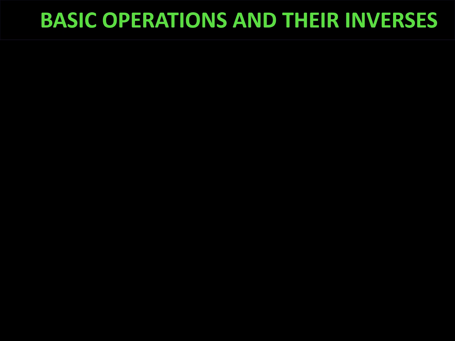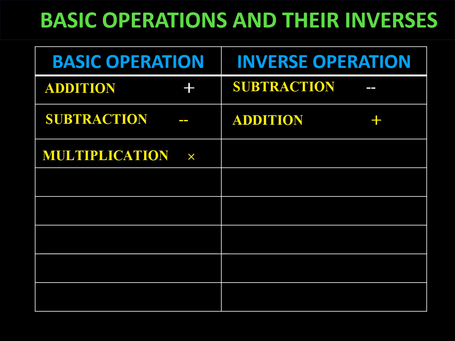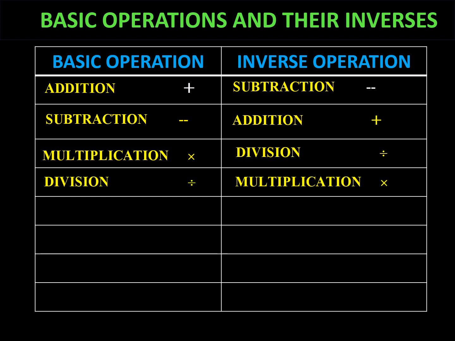Now, just look at some of our basic operations that we've been working with since we started with mathematics at school. Addition. What is the inverse of addition? That's correct, subtraction. And if I take subtraction, what's the inverse of subtraction? That's correct, it's addition. So addition and subtraction are inverses of each other. Multiplication, and there we have division. And division then, the inverse will be multiplication.